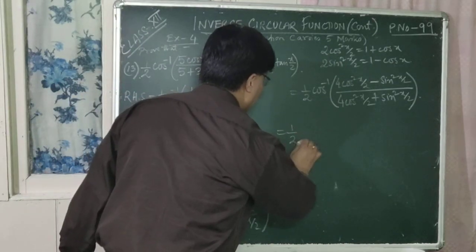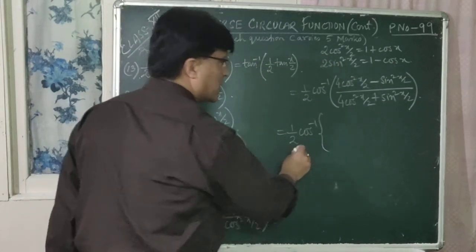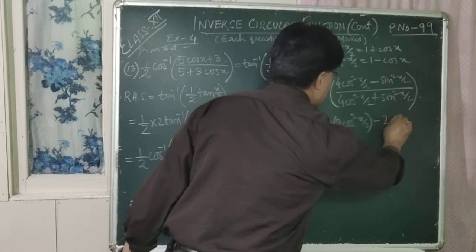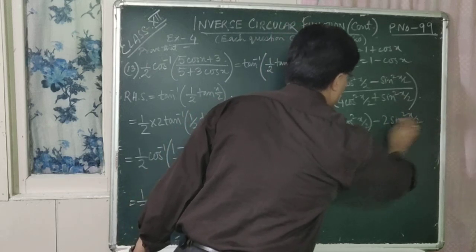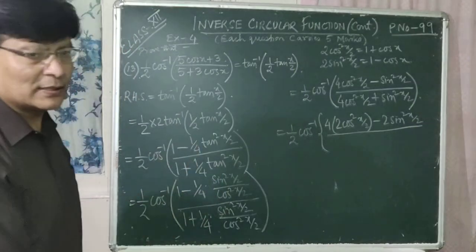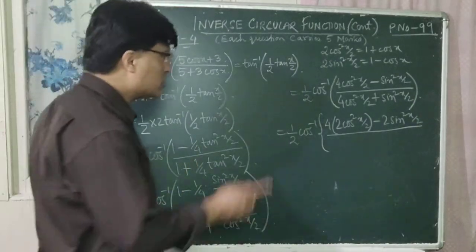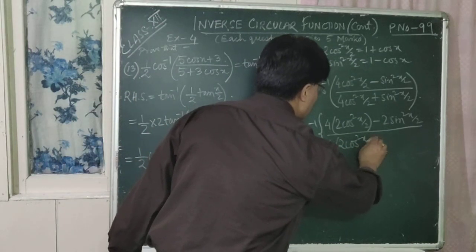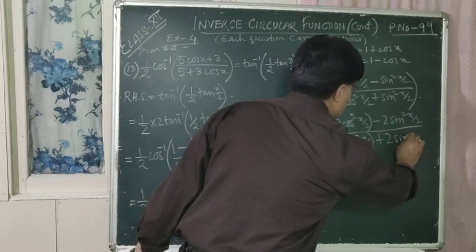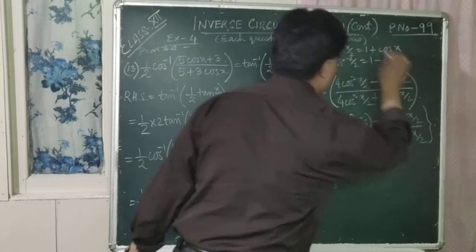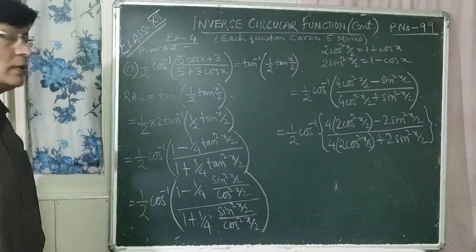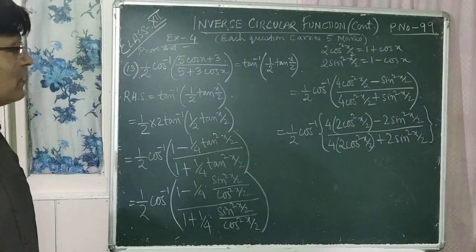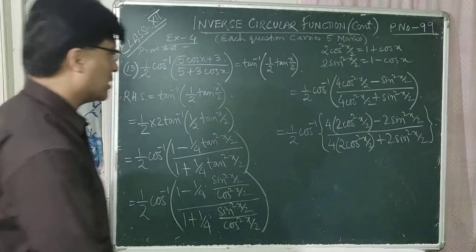So it's equal to half cos inverse within second bracket 4 into, this is your 2 cos square x by 2 minus 2 sin square x by 2, right? So we have multiplied the numerator by 2. Also multiply the denominator by 2 here. So 4 into, this is 2 cos square x by 2 plus 2 sin square x by 2. Here second bracket is closed. Is that clear? Now next, let us put the formula for 2 cos square x by 2 and 2 sin square x by 2. Okay?